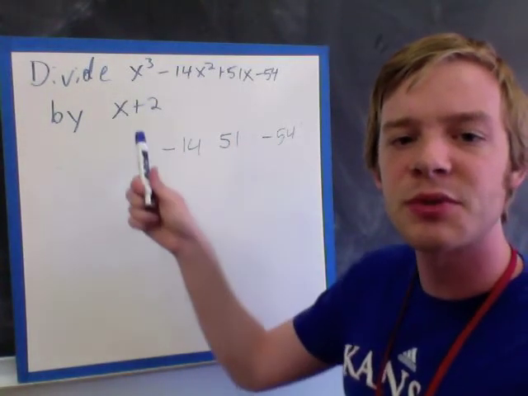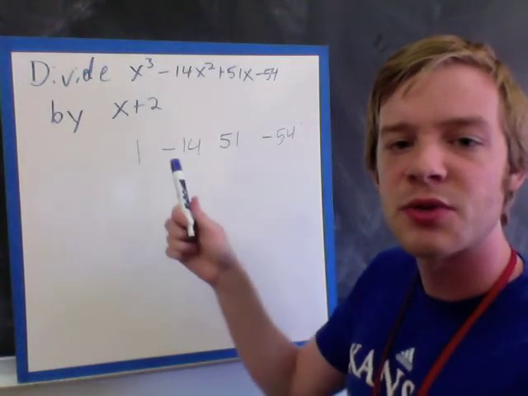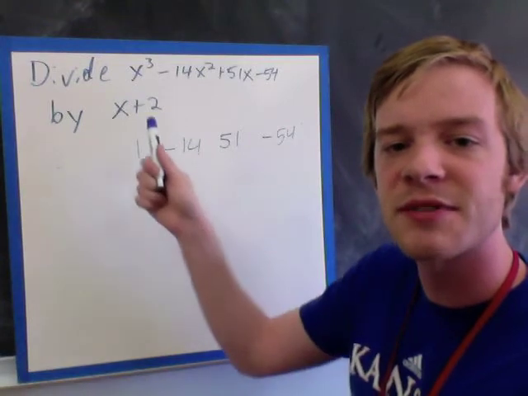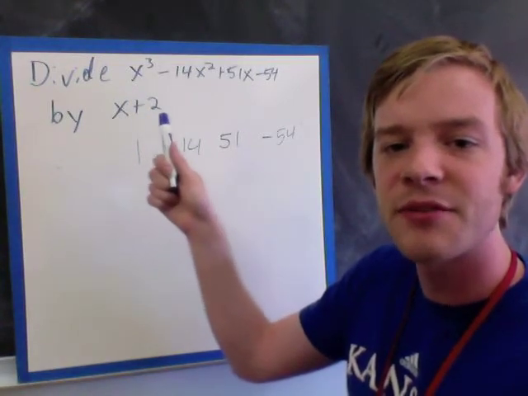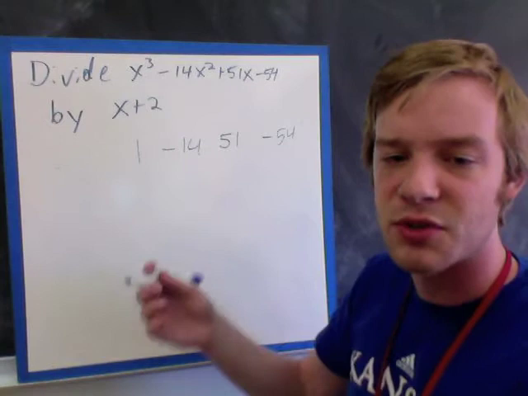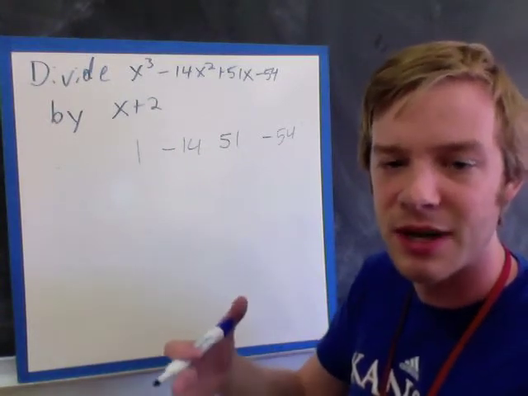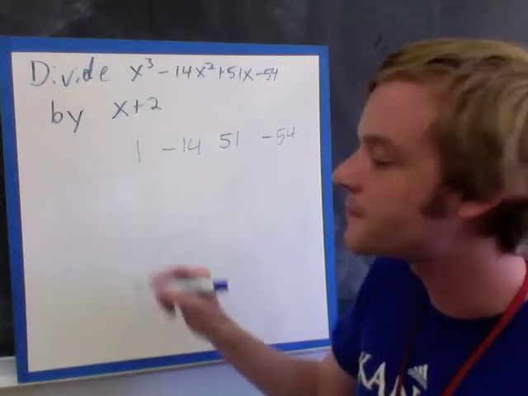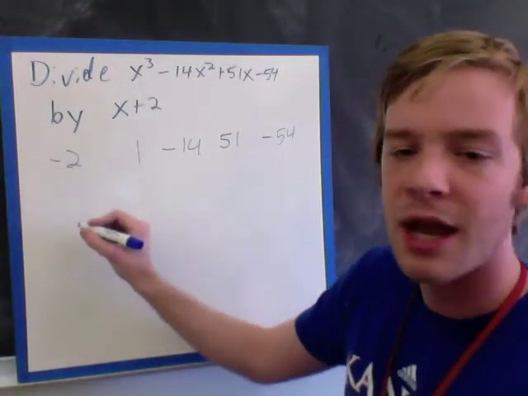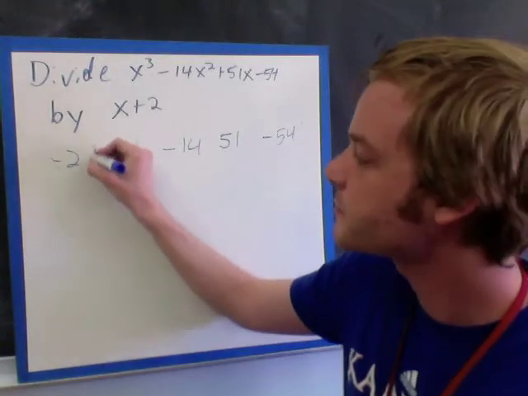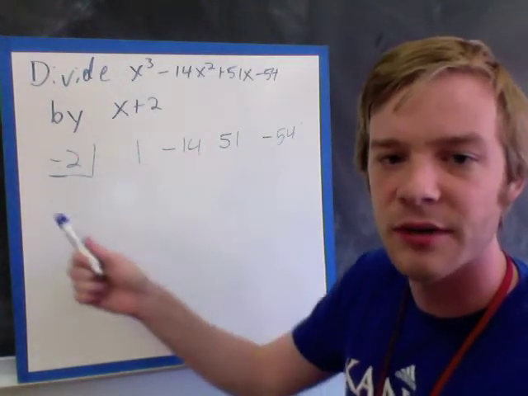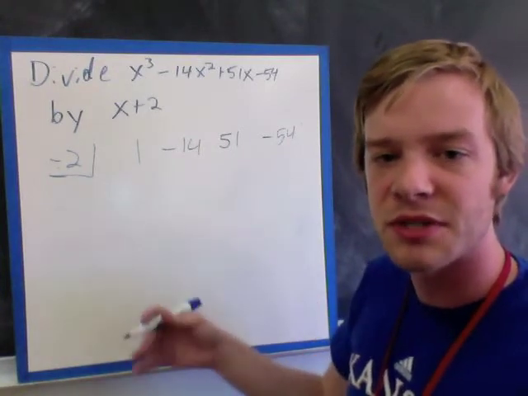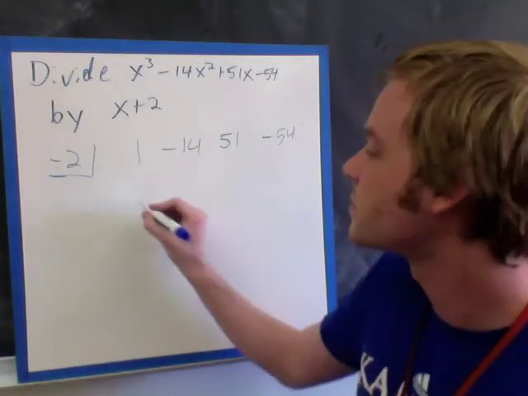And now I need to incorporate this x plus 2. So what I actually have to do is take this 2 and flip the sign. You always have to take the negative version of whatever you have here. So if you had x minus 2, you need to make it positive. So I'm going to put my negative 2 over here off on the side, and I'm going to put a little square around it, or really a half square. And then I'm going to draw a line down beneath, so this will distinguish our answer from our work.